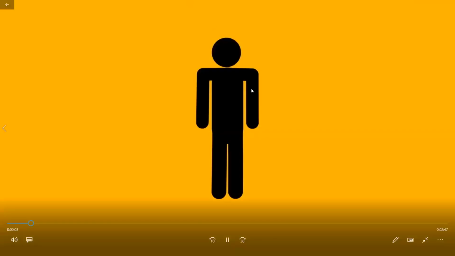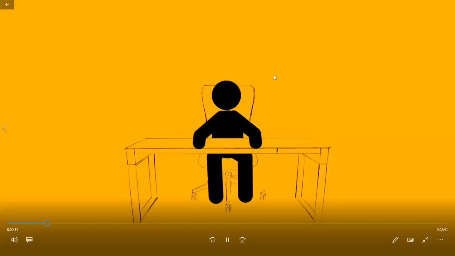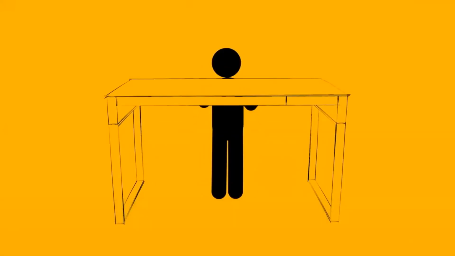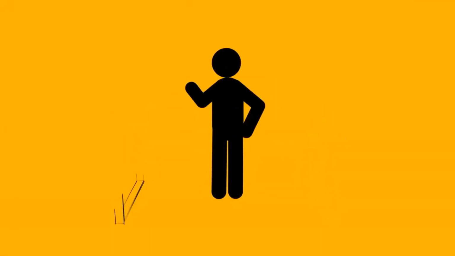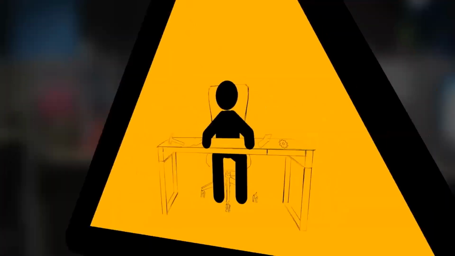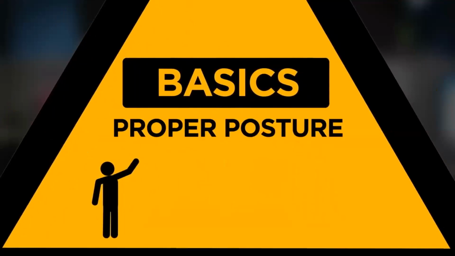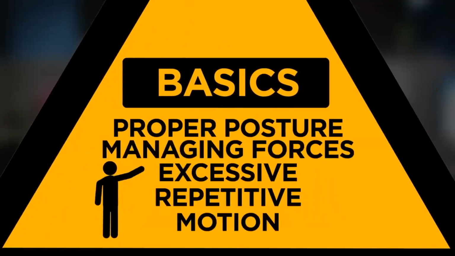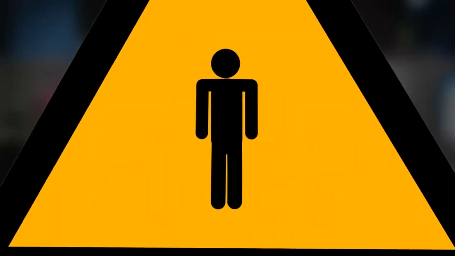Hear ergonomics, they often think of this. But in truth, ergonomics is simply fitting the workplace to the worker, rather than the other way around. And that includes lots of workplaces: construction, manufacturing, transportation, healthcare. You get the idea. So today, we're going to cover some ergonomic basics that apply to virtually any workplace. These include proper posture, managing forces, and excessive repetitive motion. Ready? Let's start with posture.